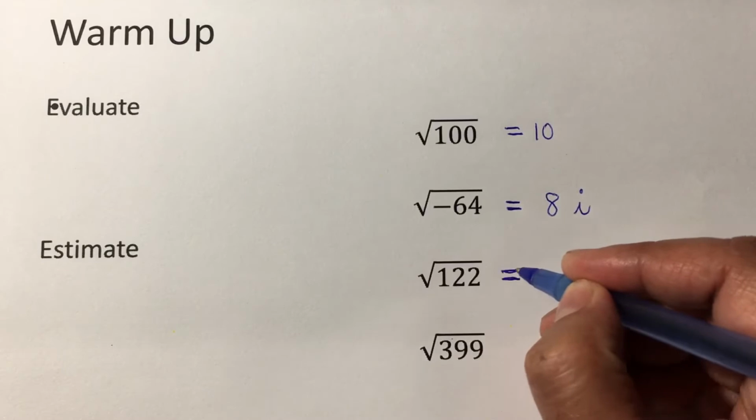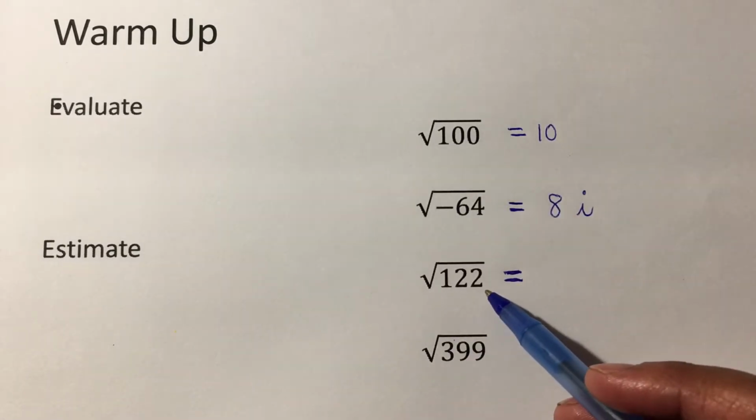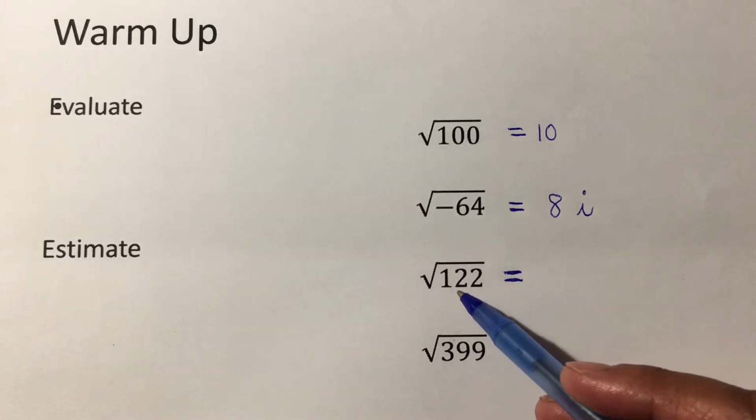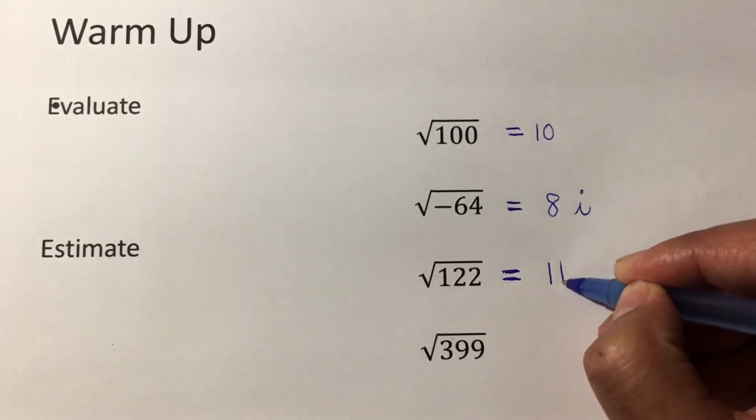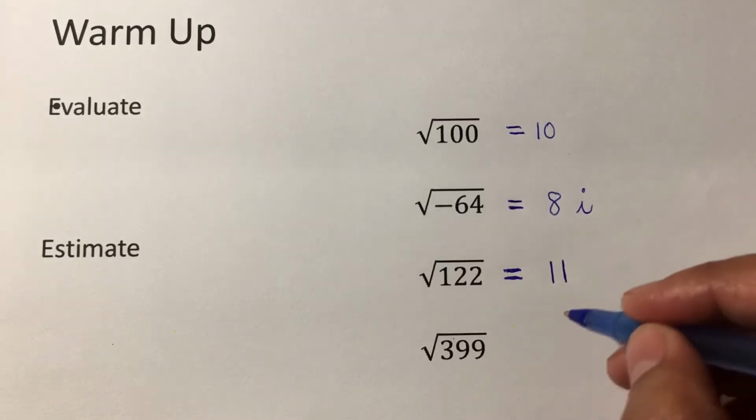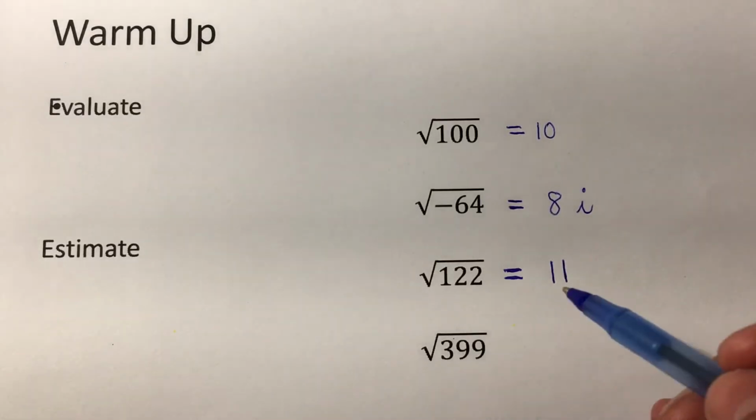In here it says estimate. So we know that the answer is going to be very close to 11 because 11 times 11 is 121. So it's about 11. So it's between 11 and 12 actually, but very close to 11.